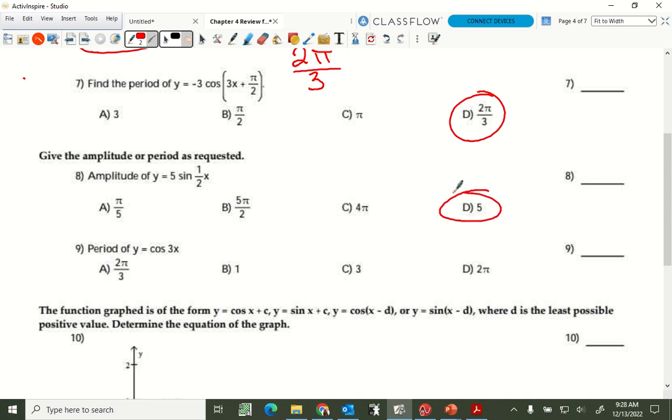Okay? For 9, find the period. 2 pi over 3. Because it's 2 pi over b, and my b value is 3. So my answer is letter A.